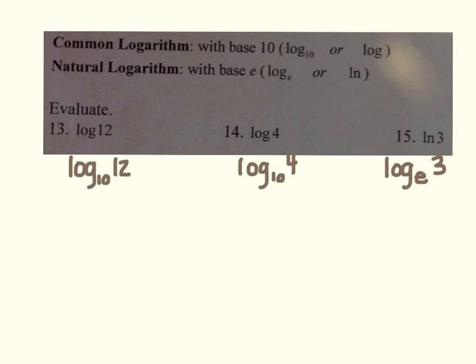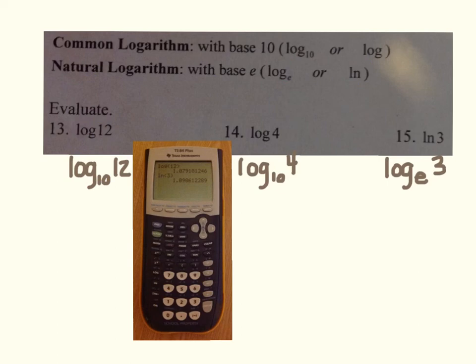Now, these we're evaluating, but we're using a calculator this time because there is no way I can figure out 10 to what power equals 12. Well, I know 10 to the first is 10, 10 to the second is 100, so 10 to what power gives me 12, I have no idea. So I'm going to use my calculator for this. On your calculator, you'll notice you have two buttons. The log button is right there, and the ln button is right there. And don't forget, the plain old log button stands for log with a base of 10. The ln button stands for log with a base of e.